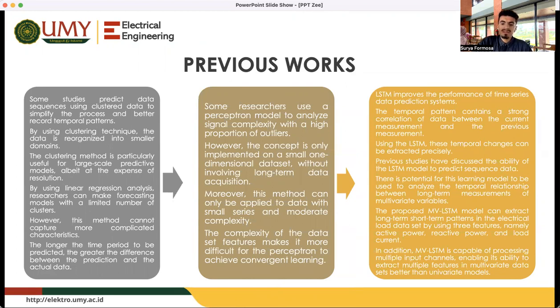LSTM improves the performance of time series data prediction systems. The temporal pattern encodes the relationship between the current measurement and the previous measurement. Using LSTM, this temporal change can be extracted. Previous studies have discussed the ability of LSTM models to predict time series data. There is potential for this learning model to be used to analyze the temporal relationship between long-term measurements of multivariate variables.